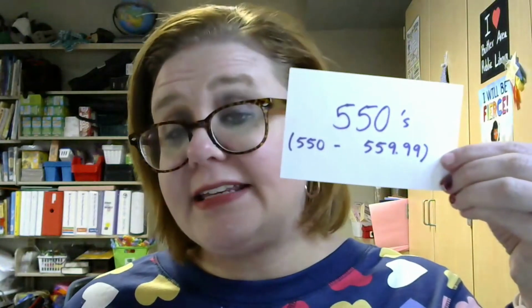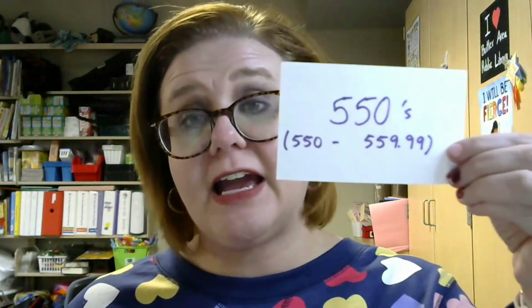The next section is the 550s. That's 550 to 559.99. And this is where you find information on earth sciences. So earth sciences is the study of the earth, including geology, information about different types of rocks, volcanoes, land masses. All of that would be found in geology, which is in the 550s.